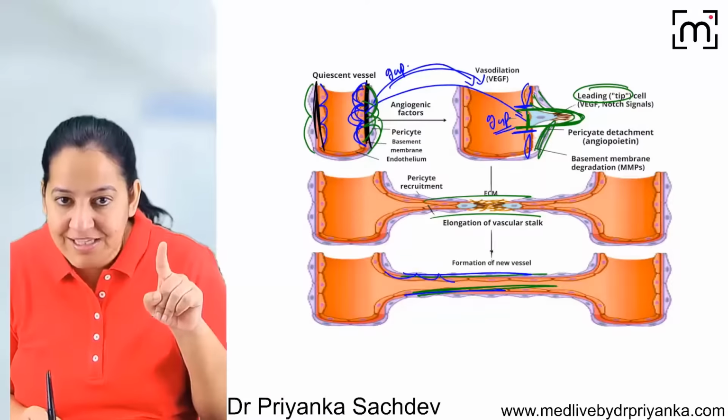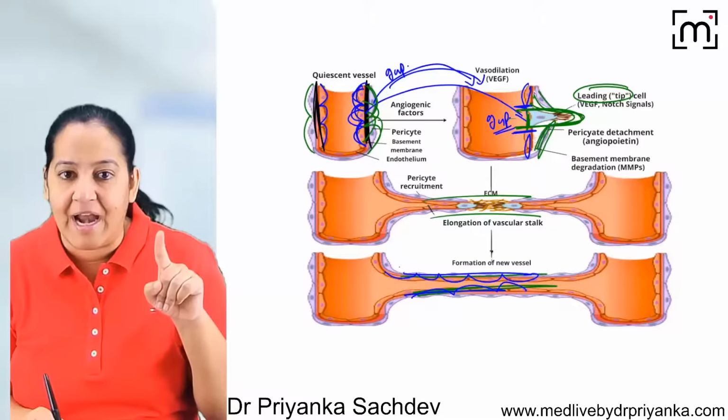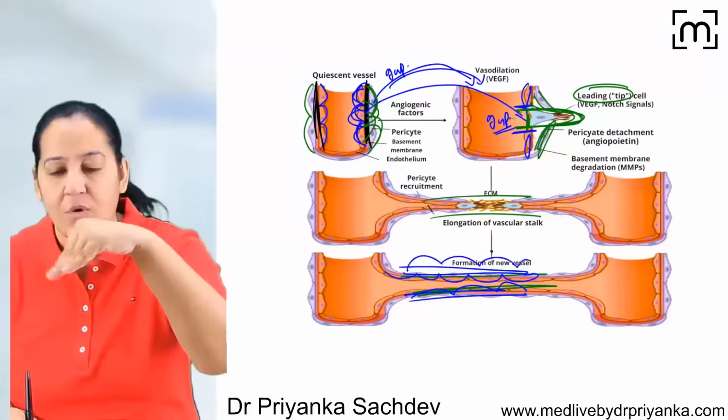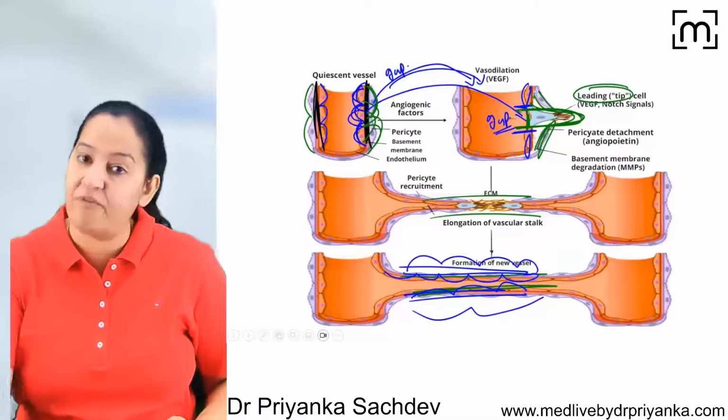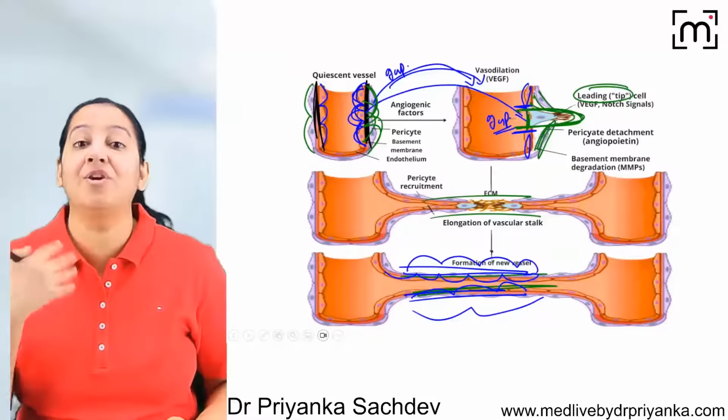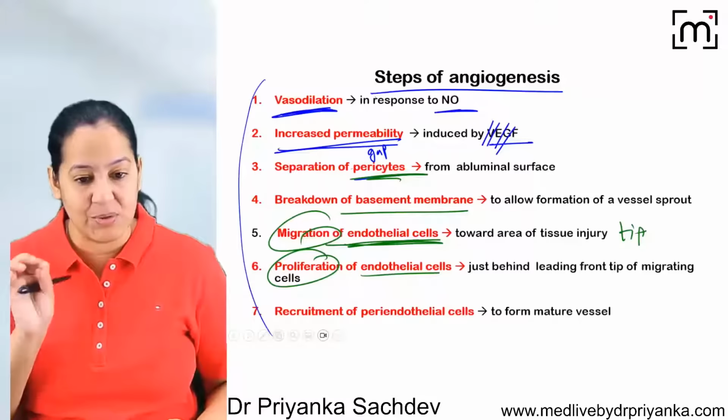You can see endothelial cells are proliferating, migrating, and basement membrane is there, and pericyte is also proliferating and migrating. A new blood vessel formed from the old one. So this is how the new blood vessel is formed from the old one. This is known as angiogenesis.